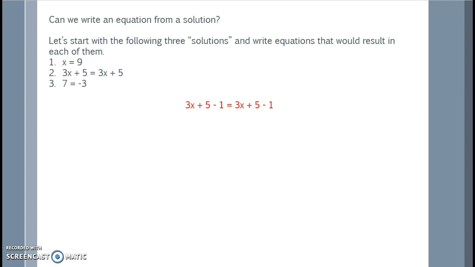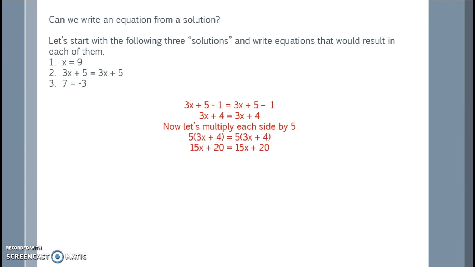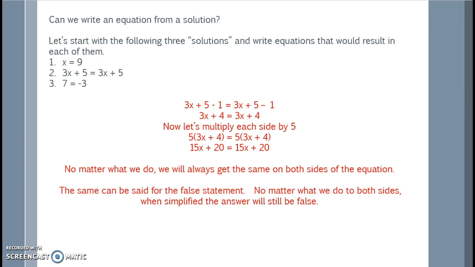Let's move to 3x plus 5 equals 3x plus 5, and let's say I subtract 1 from both sides. That would give me 3x plus 4 equals 3x plus 4. Now let's multiply each side by 5. Simplifying would still give me 15x plus 20 equals 15x plus 20. No matter what we do, we will always get the same on both sides of the equation. The same can be said for the false statement. No matter what we do to both sides, when simplified, the answer will still be false.